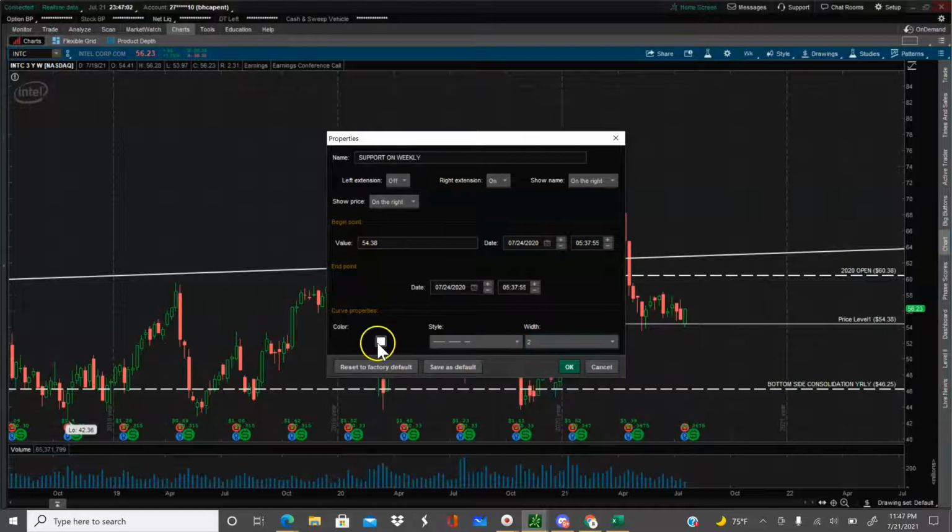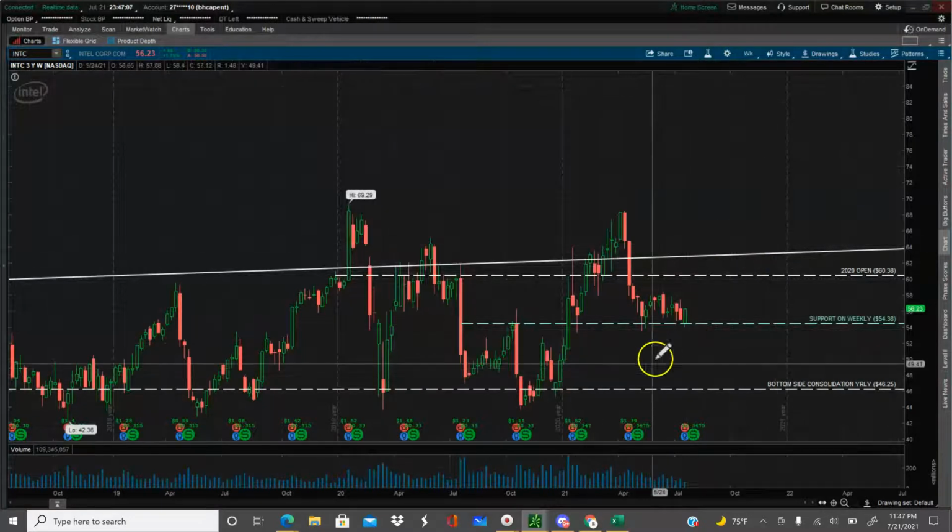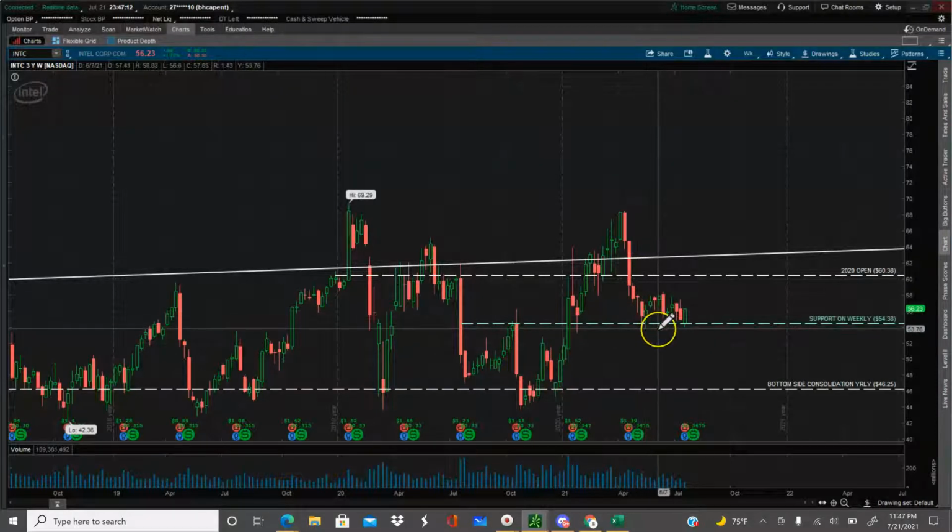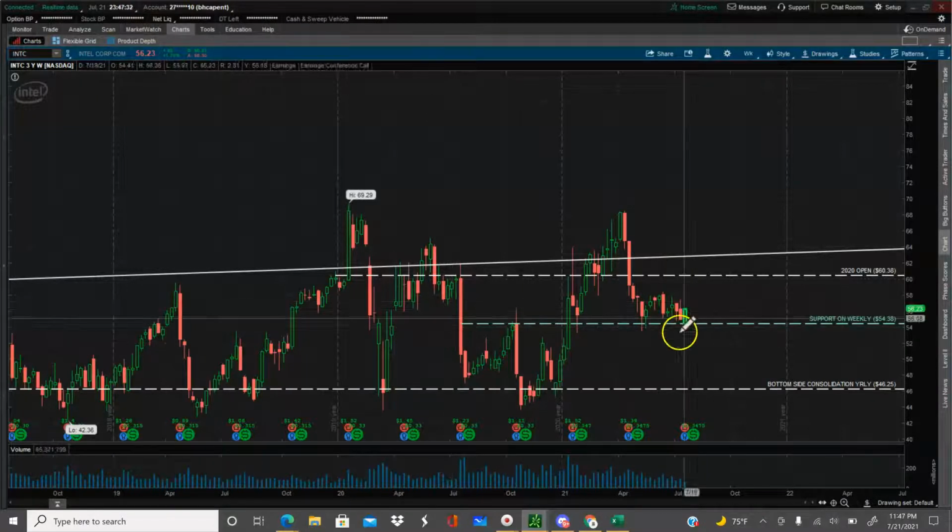We're going to make this a different color so that it stands out a little from the others. So yeah, definitely an area of some importance here on the weekly. And you can see what it typically does when it hits that area. Nothing really. So we got a transition into phase one of the market cycle here.